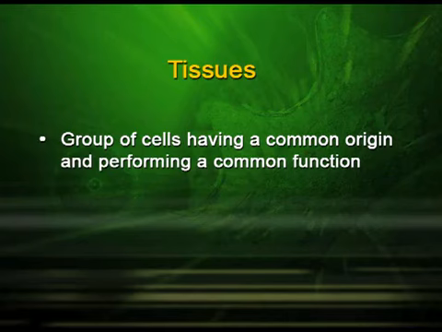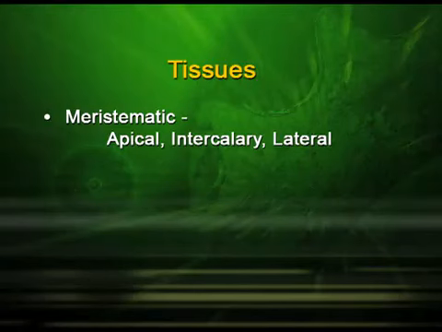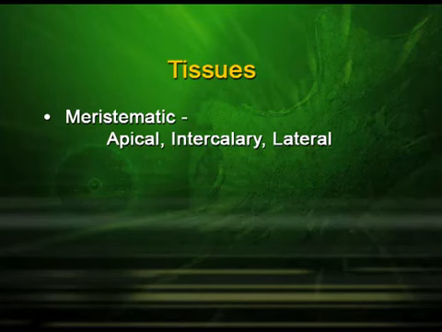When these cells aggregate, they form tissue. So, a group of cells having a common origin and performing a definite function is called a tissue. Tissues in plants are categorized mainly into two types: the meristematic and the permanent tissues. The meristematic tissue gets converted into the permanent tissues. Meristematic tissues are of three types. They are the apical meristem, the intercalary meristem and the lateral meristem.